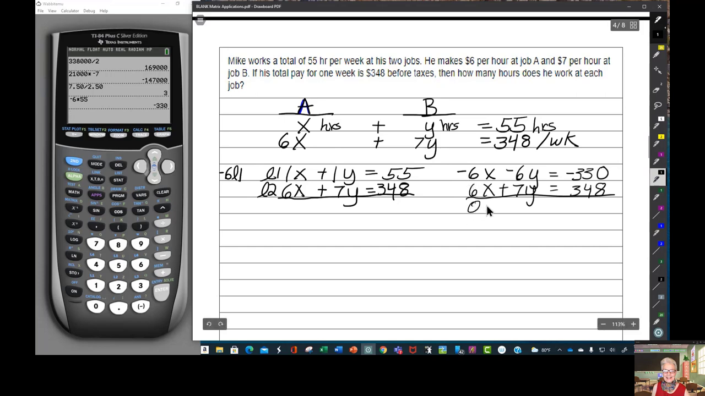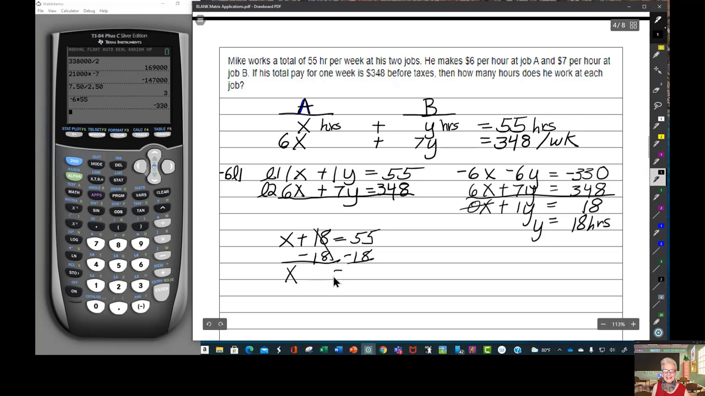Negative 6x plus 6x is 0x, which is 0. Plus negative 6y plus 7y is 1y equals negative 330 plus 348 is going to be positive 18. So Y is going to equal 18 hours. So now it's just a matter of going to either of the original equations and substituting 18 for Y. So I propose to do it in line one because line one is easier. X plus Y, which is 18, equals 55. And I'll subtract 18 from both sides of the equation.